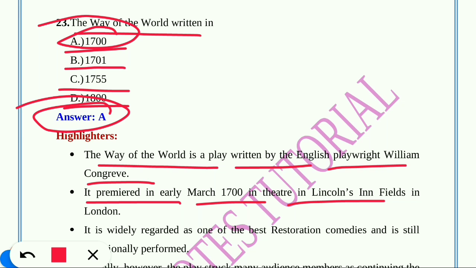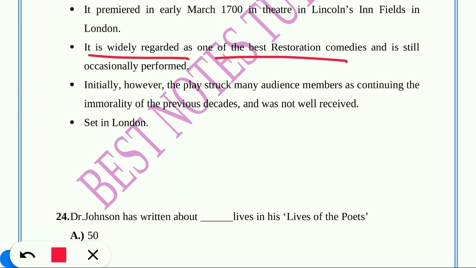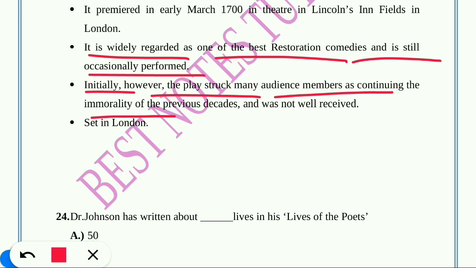It is widely regarded as one of the best Restoration comedies and is still occasionally performed. Initially, however, the play struck many audience members as continuing the immorality of the previous decades and was not well received. It was set in London.